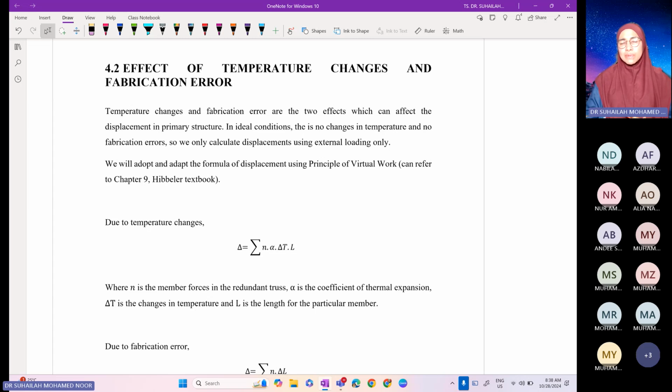For fabrication error, the example is like this. In the question, it will mention, for example, if member AB is fabricated 20 mm longer than its original length, so it is considered as fabrication error. It means the length L for member AB, for example, should be 6 meters.